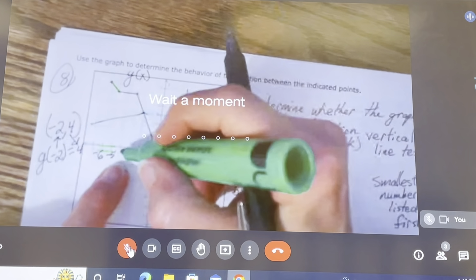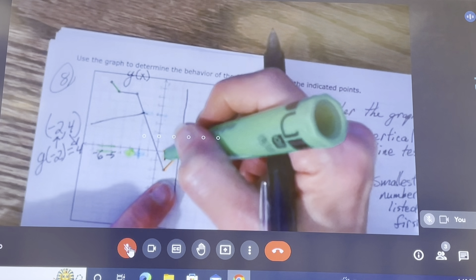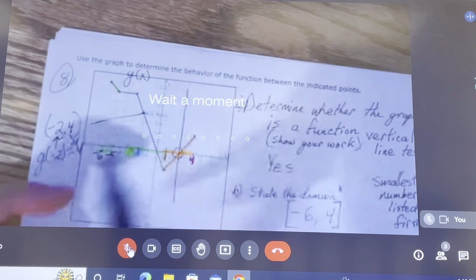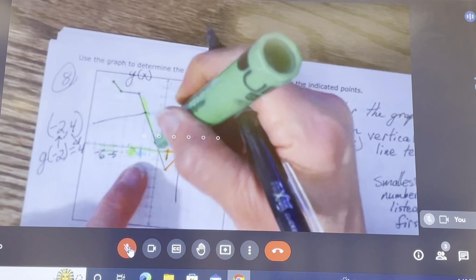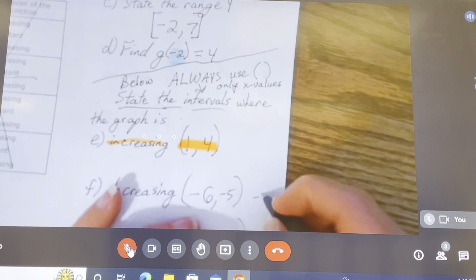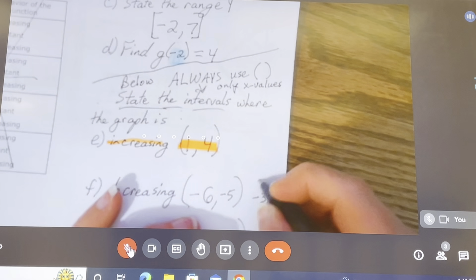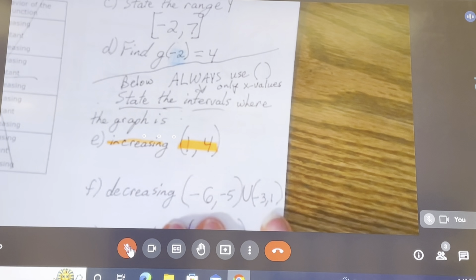But that's not the only place. It is also going downhill starting at -3 and until I get back over here at 1. I said 3, but it's really a -3. From -3 all the way until I get to 1, it is again going downhill. When we have more than one interval, we use a U to say either one of these works. So that U says this one or that one. Technically it stands for union, but it means or.